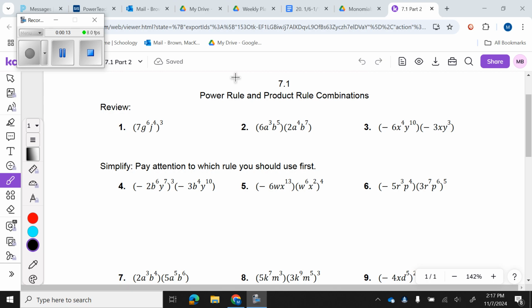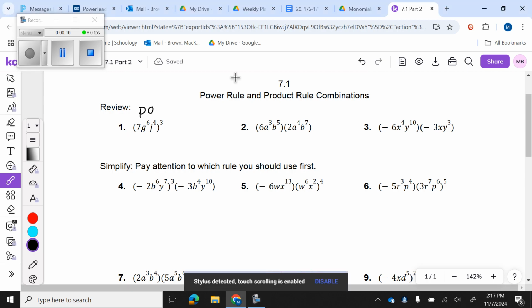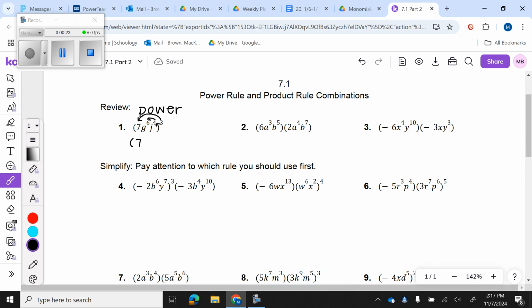If I'm looking at number one, this is raised to a power, so this tells me that I need to do the power rule, okay? And again, that's like you're distributing your power. So that's going to be 7 to the third, g to the 3 times 6 is 18, and j to the 3 times 4 is 12. Okay, because remember, you multiply your exponents. The only thing you have to go back and do here is 7 to the third in your calculator, which is going to give you 343. g to the 18th, j to the 12th.